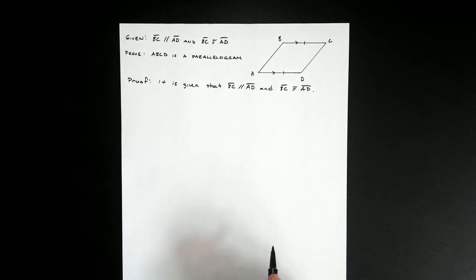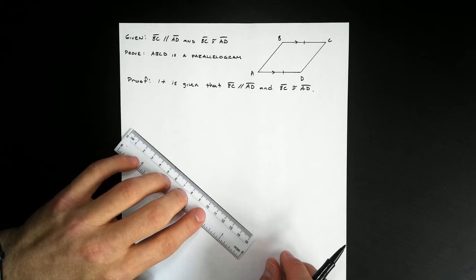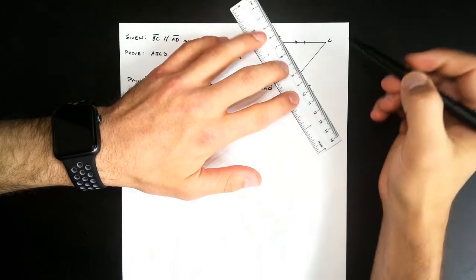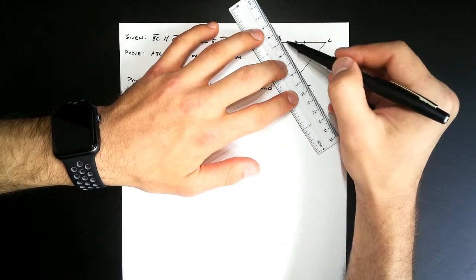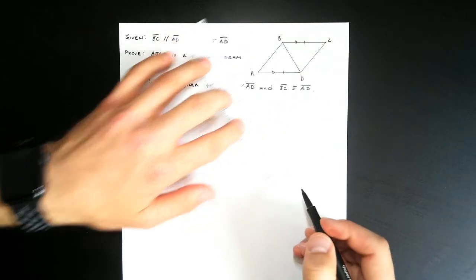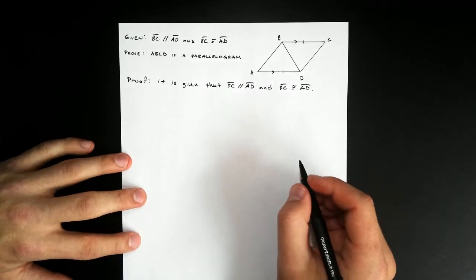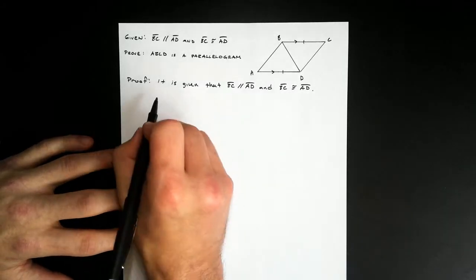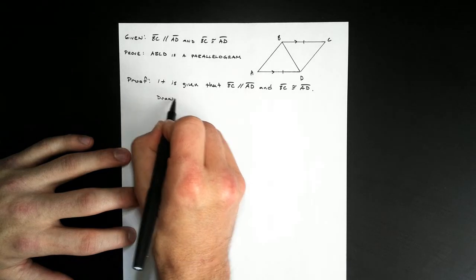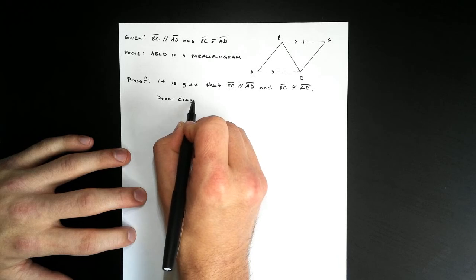The next step, which is something that we've seen a couple times now, is to draw in a diagonal. What this does is it splits the quadrilateral up into two triangles. I can prove that these two triangles are congruent to each other, and then I can use some corresponding parts to get the other information I need. So, draw in diagonal, and we did BD.